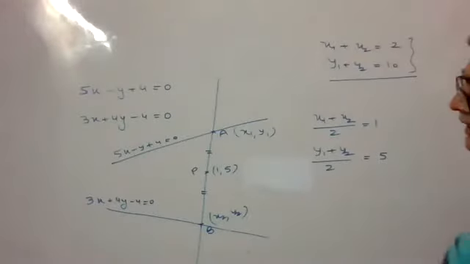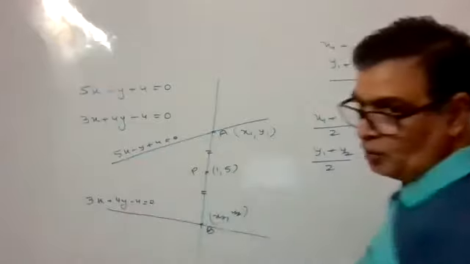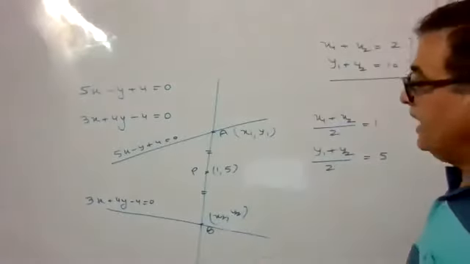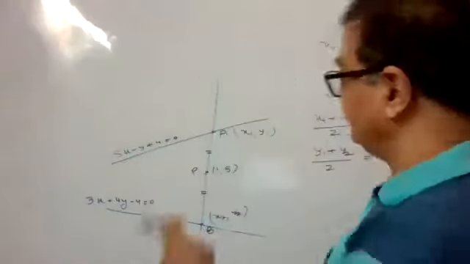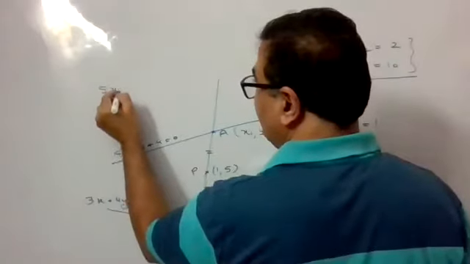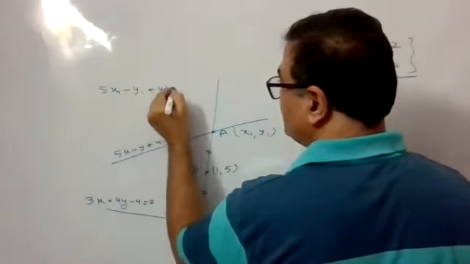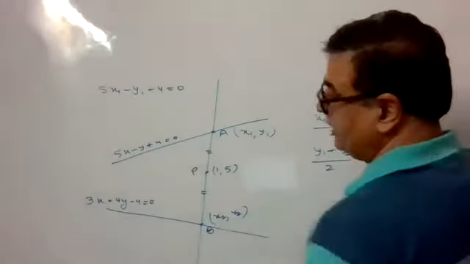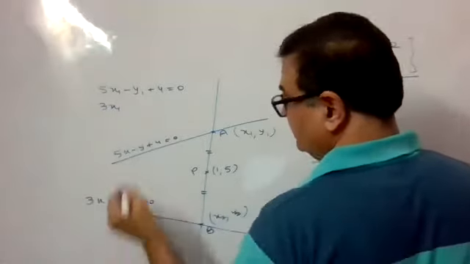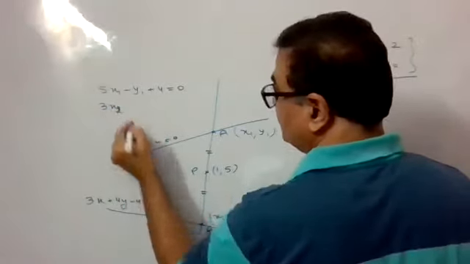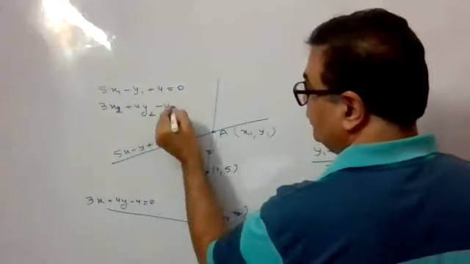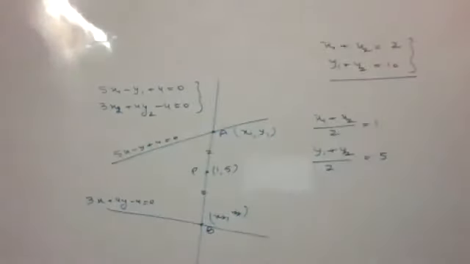Clear? Then x1, y1 will satisfy this also or no? x1 and y1 will satisfy this equation also. So I should say 5x1 minus y1 plus 4 is coming 0. x2, y2 will satisfy here. So I get it 3 times x2 plus 4y2 minus 4 is coming 0. These are the two equations we got more. These are the two already known.